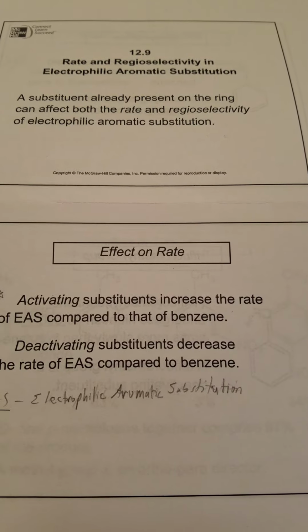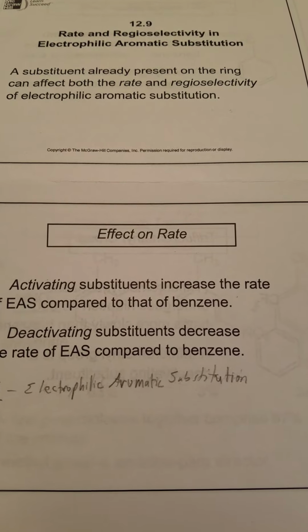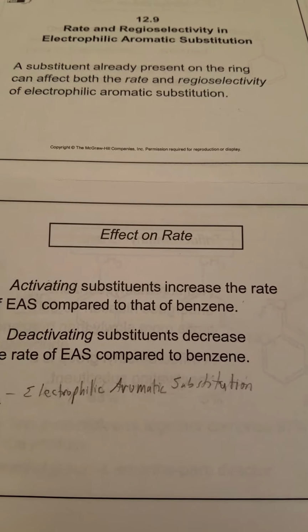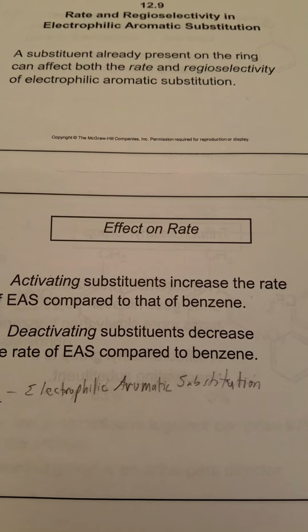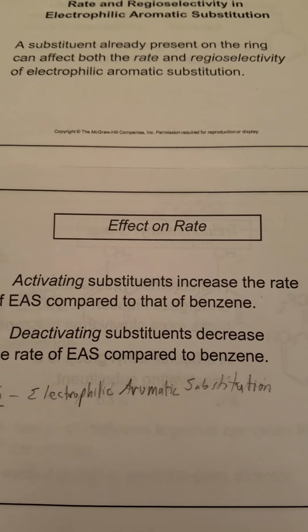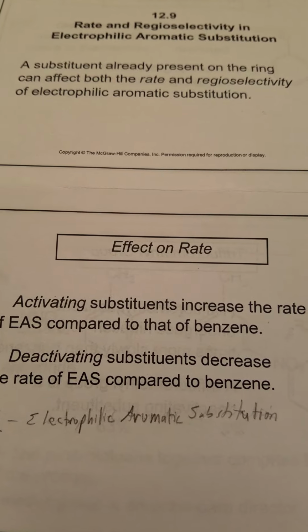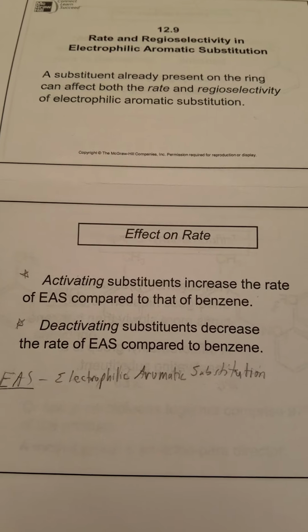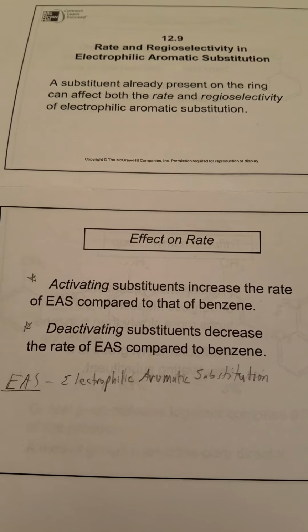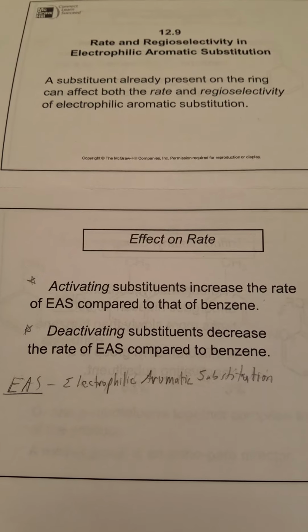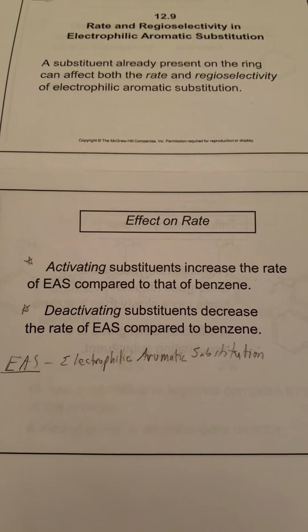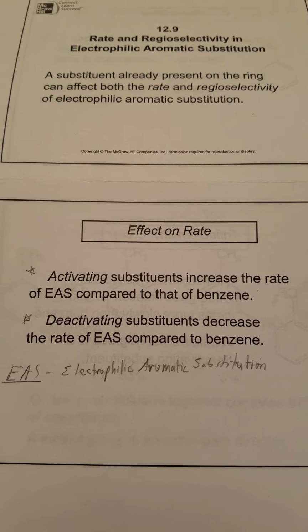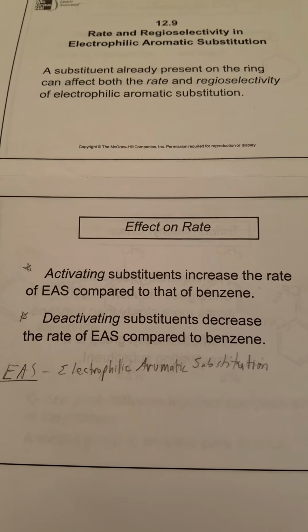We're going to continue looking at Chapter 13 by looking at rates and regioselectivity in electrophilic aromatic substitutions. The substituents that you're putting on, of course, will go on at certain rates depending on its regioselectivity. So we've got a chart that we're going to use to determine how strongly activating or deactivating a particular substituent is. Activating substances increase the rate at which your electrophilic aromatic substitutions occur. Deactivating, of course, slow it down.